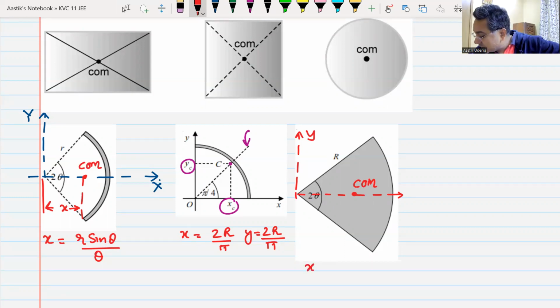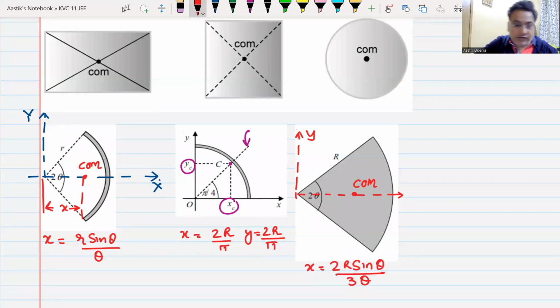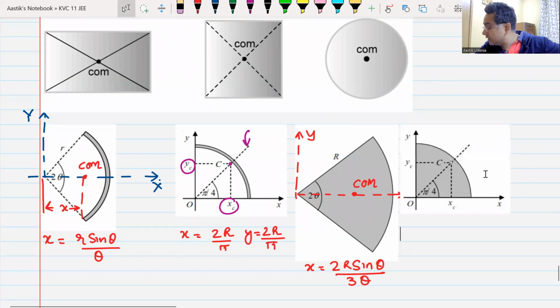The x-coordinate of the center of mass, you have to remember this, 2r sine theta by 3 theta. 2r by 3 comes. Remember, this theta has to be in which unit? This theta has to be in radians. Do we understand this? Okay. One more. This one.